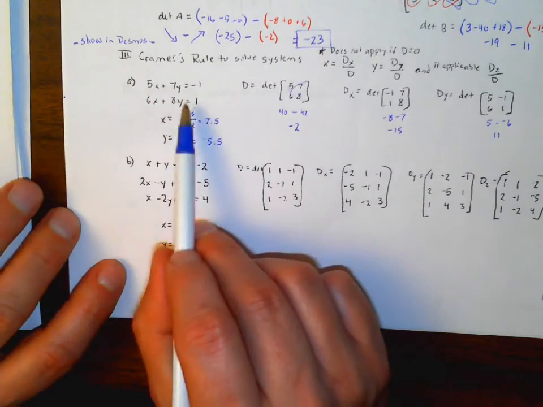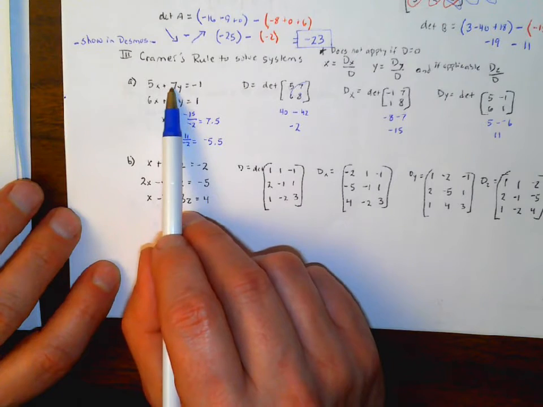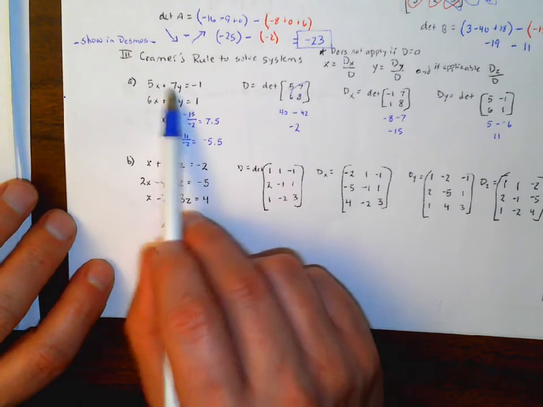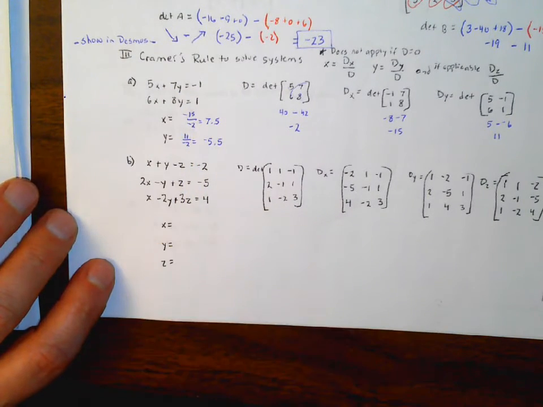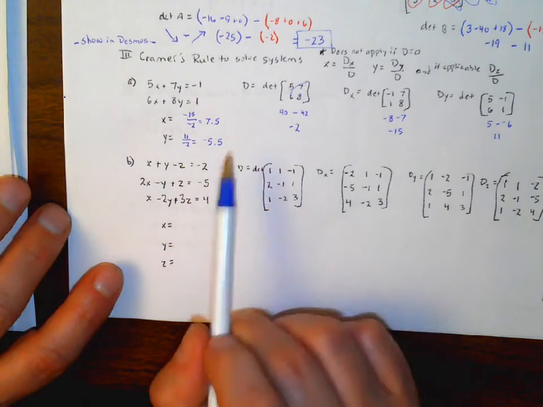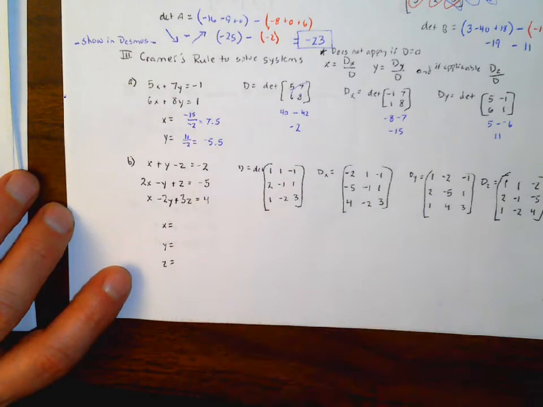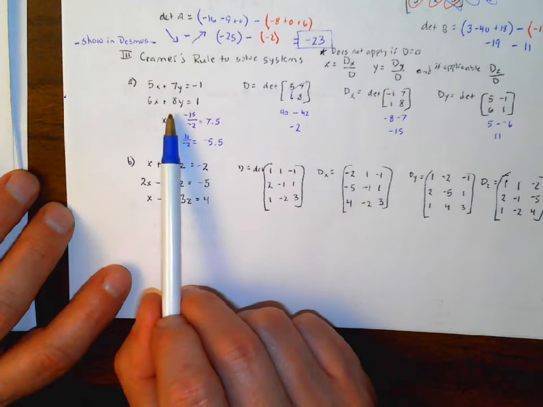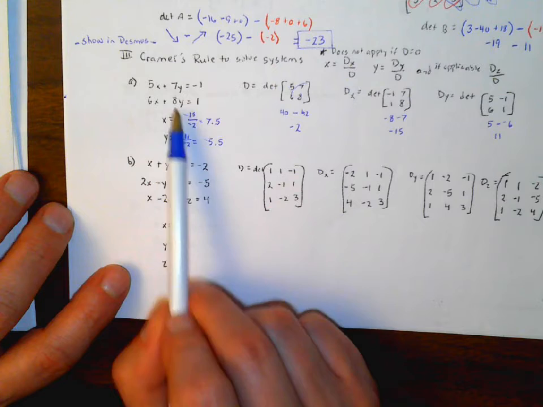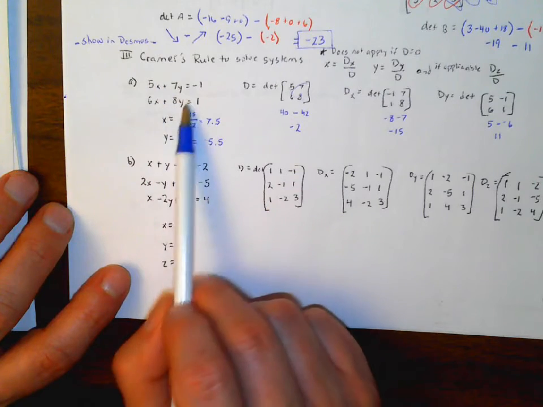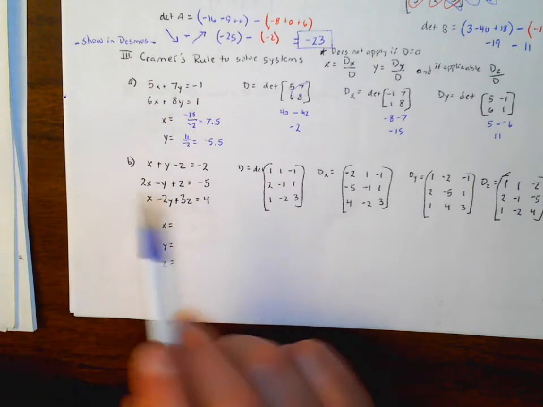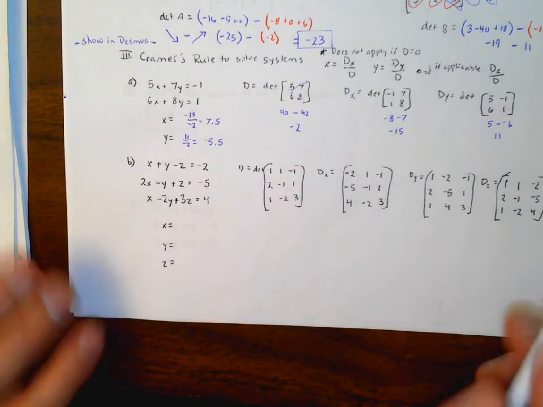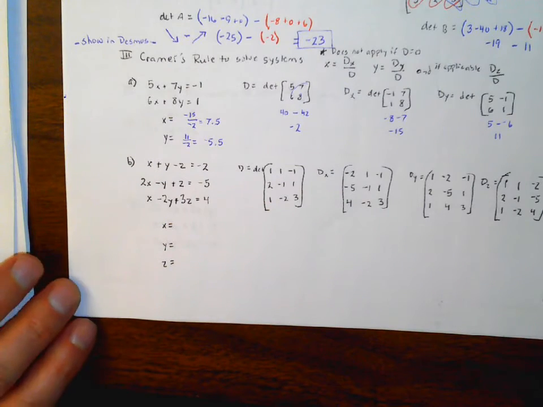The way we've done it in the past, remember in 7.1 we used substitution, elimination, and graphing. Here's another method of how you can do it. Oh, and also in 7.3 we used getting matrices in reduced row echelon form. So we're learning different ways of how to solve these. Okay, so let's go to the next one.